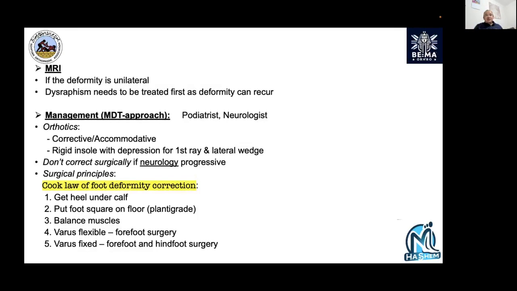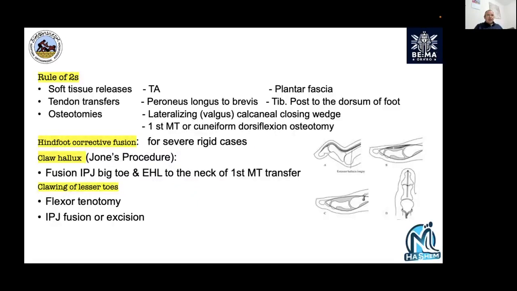If your foot is still flexible, definitely you will do forefoot surgery to treat the driving cause. If the varus is fixed, so you don't have any option to correct anymore, the option here will be a combined forefoot and hindfoot surgery, and mostly it will be a fusion or arthrodesis. After the Coleman law, you have the rule of toes. You have two soft tissues to release: tendo Achilles, which is tight, and plantar fascia. There is a lot of debate about the plantar fascia release.